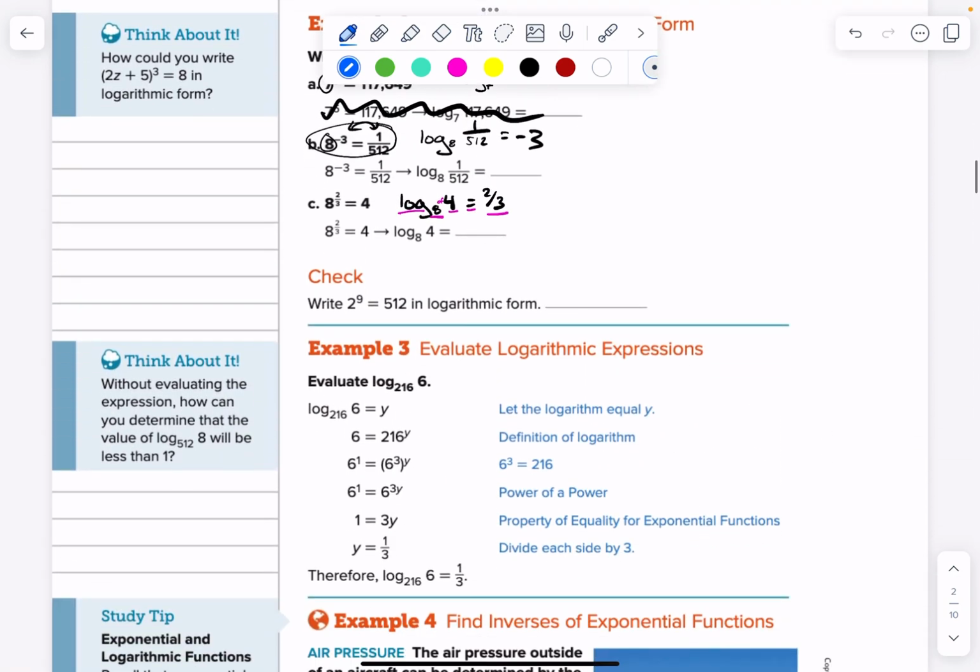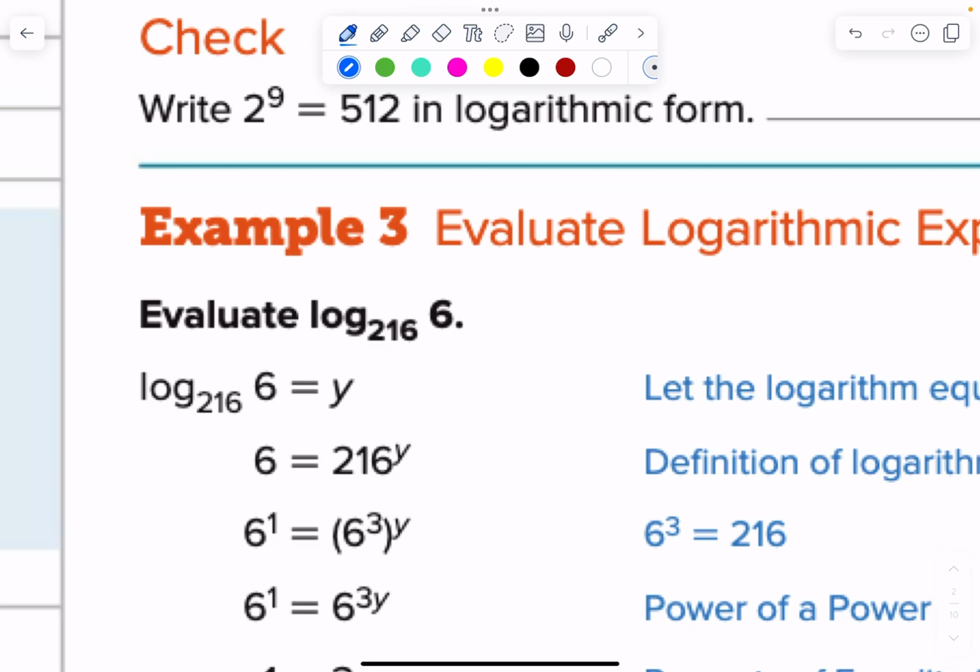All right, let's go to example 3. Now we're going to actually be evaluating something. So here's the deal. My brain can kind of think in exponential functions. My brain cannot think in terms of logs. So if I ever get stuck and I'm in log form, a lot of times I will convert to exponential form.